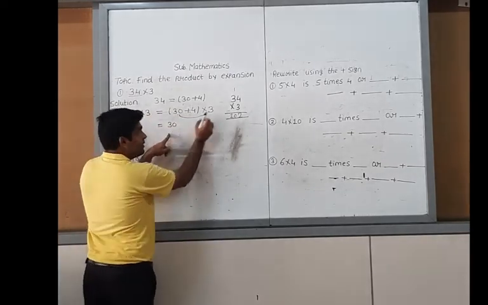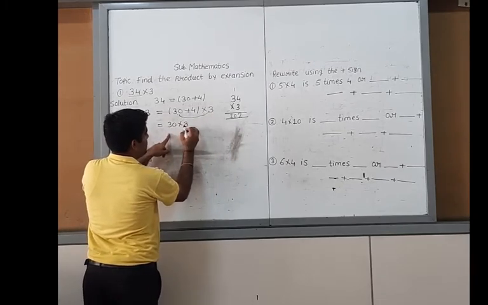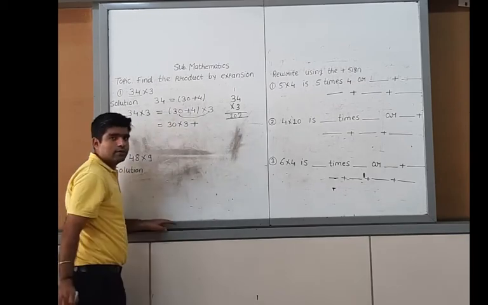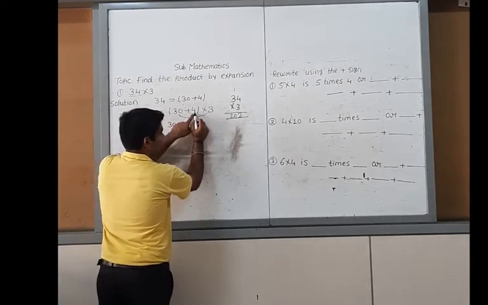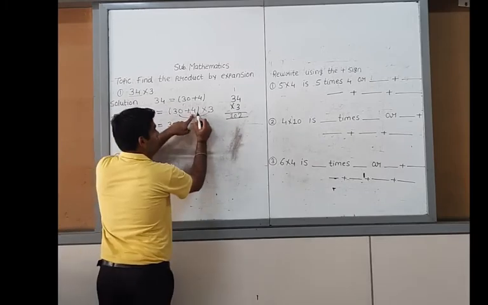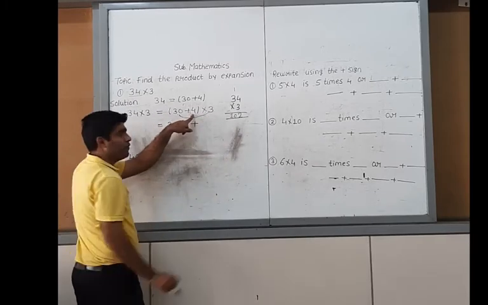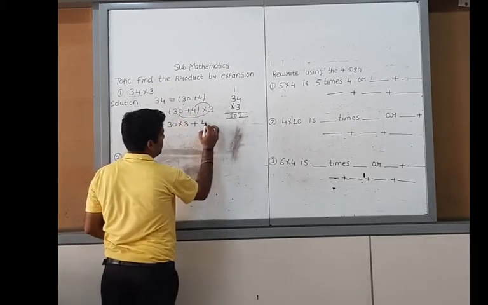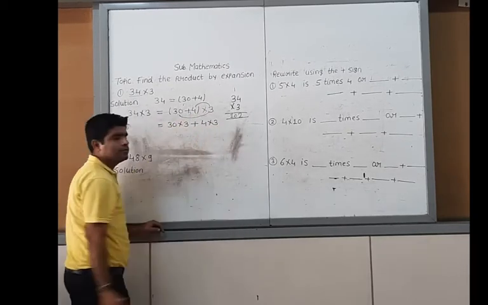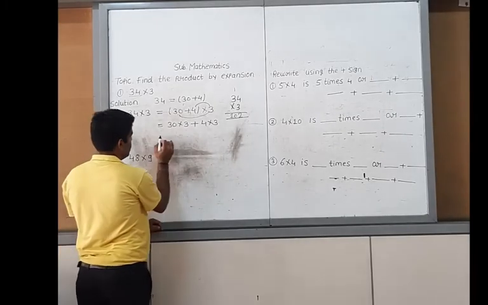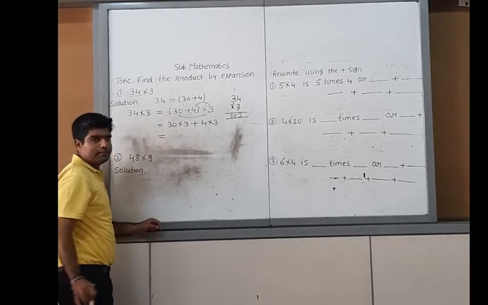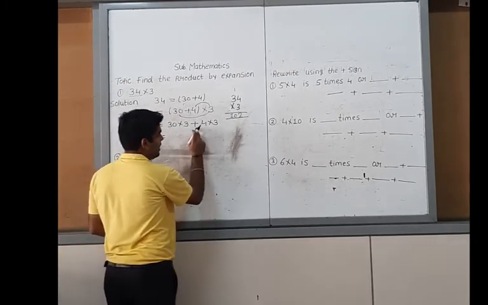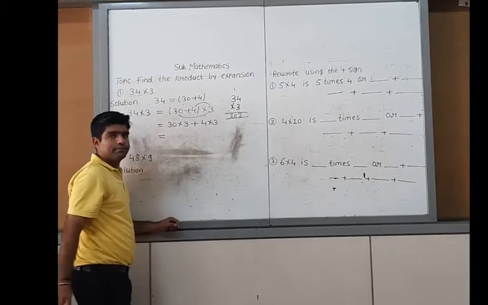Here will be 30 multiplied by 3. This is our addition sign, and this is our 4 multiplied by 3. Again we have to multiply it. Here will be 4 multiplied by 3. Okay, now we use simple multiplication. It means here will be 30 multiplied by 3 added with 4 multiplied by 3.